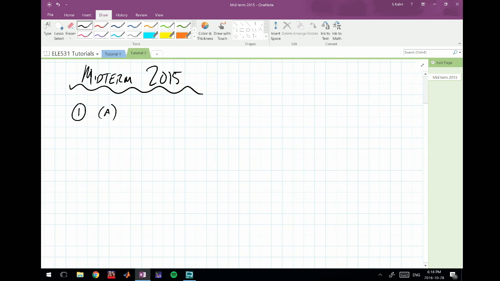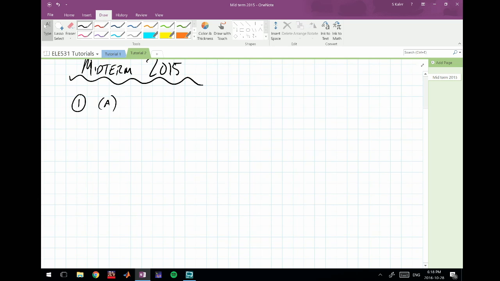1A asks to write the general frequency domain Maxwell's equations in the point form. So in the point form means without integrals and all that, so that's the form that we're used to seeing the most, especially when he's doing all the stuff on the board. So we want frequency domain.